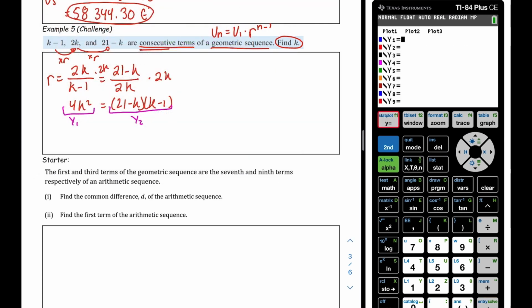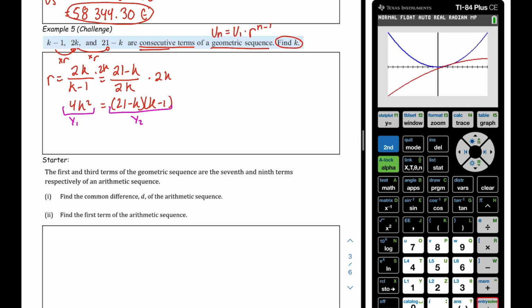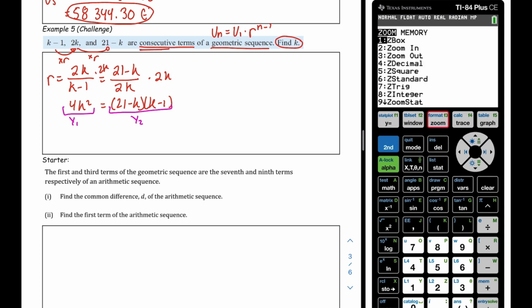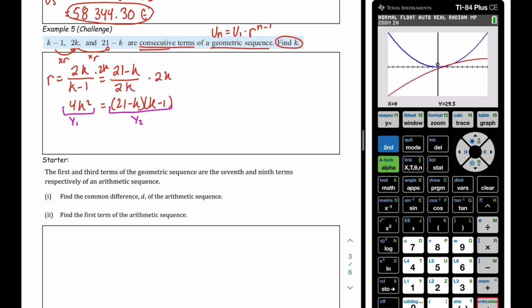So in my calculator, I'm going to have 4x squared as my first equation, and then we have 21 minus x times x minus 1 as my second equation. I'm going to go ahead and graph that. I'm going to change my window. Let's try zoom fit, which is the 0 option. Okay, a little bit better. So we're interested in the intersection point. So let me zoom in maybe to the section that we are actually interested in. I'm going to move my cursor a little bit, and we're interested in what's happening here. Good. Okay, we now see that there are two possible intersection points.